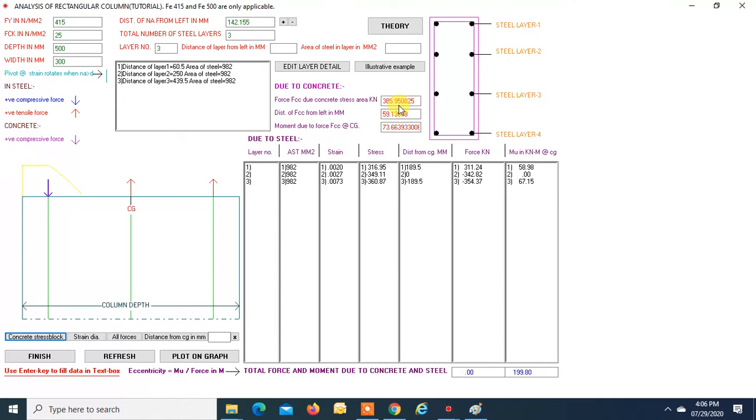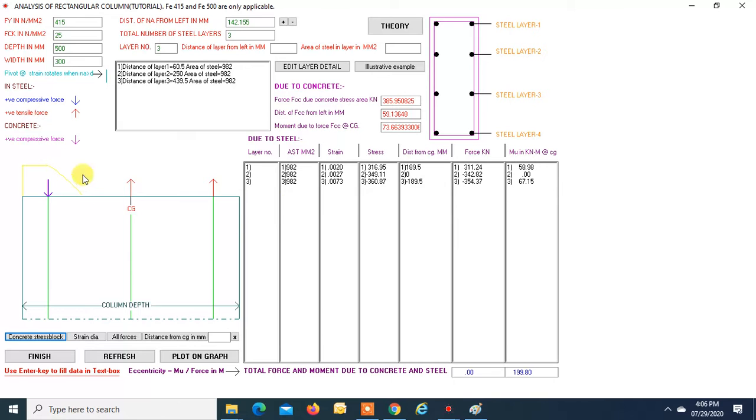Let's see how we find this. There will be four forces, one due to this concrete stress strain diagram, another due to this steel layer, third one due to this steel layer, and the fourth one due to this steel layer. Okay. Now, compression force we are taking as positive, tensile force we are going to take as negative, and anti-clockwise moment about the CG we are going to take as positive, and clockwise moment about the CG we will take as negative, right?